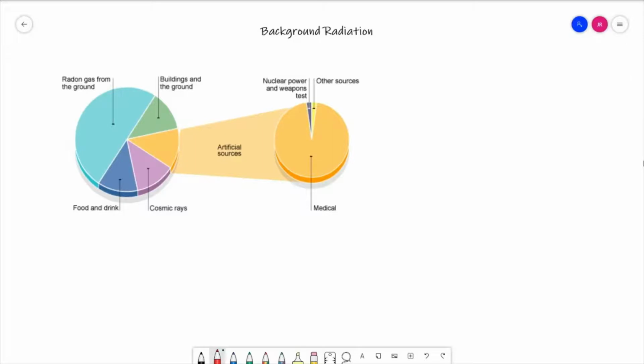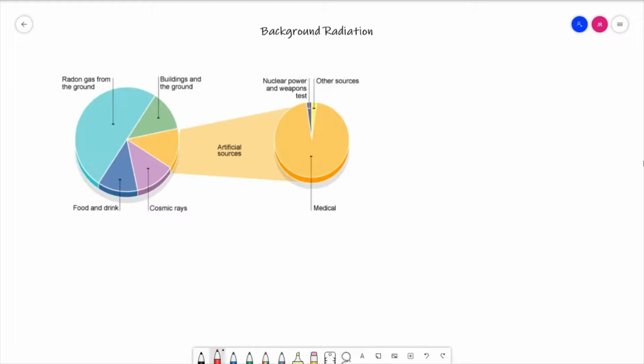What we'll move on to now is the more fact-based knowledge that you need. These kind of questions may well come up in an exam as a 6-mark question, so we'll just go through some of the details of what you need to know. Firstly, we'll look at background radiation.